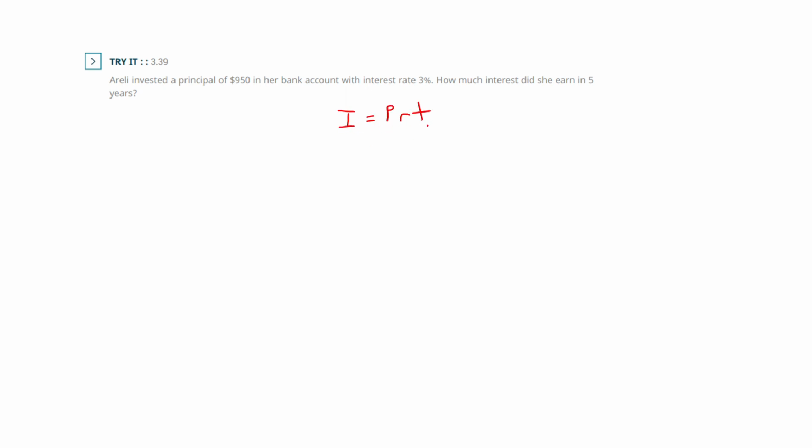So interest is PRT. So I'm looking for the interest. We put 950 in the bank. Now you got to turn your rate into a decimal. We got to convert that from 3 to 0.03, and it's in there for 5 years. So we're just going to crunch. Okay, so $142.50.